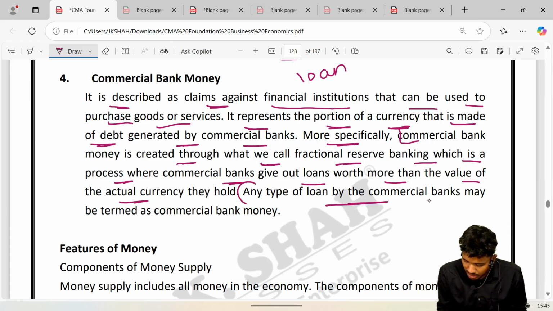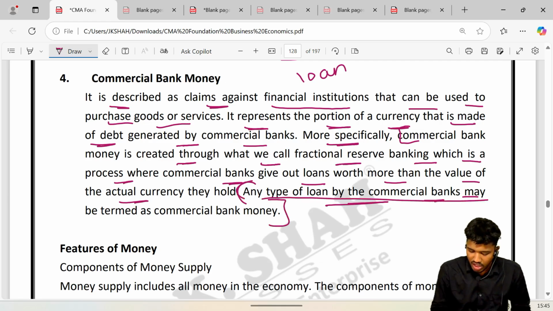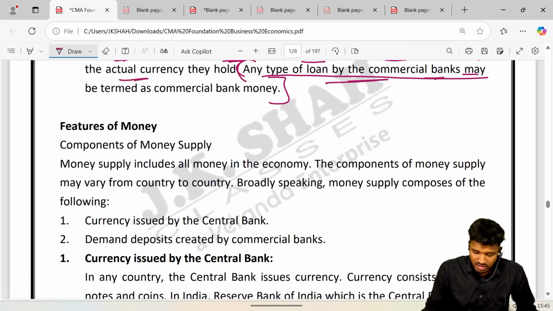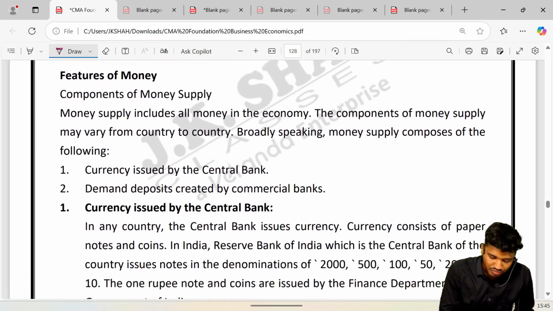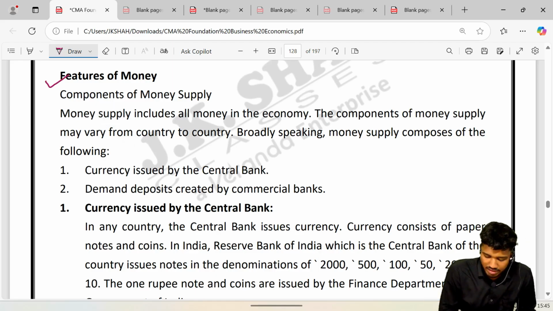Any type of loan by the commercial bank may be termed as a commercial bank money. Please remember this line. Any type of loan by the commercial bank may be termed as a commercial bank money. Next, features of money. Now, components of money supply.